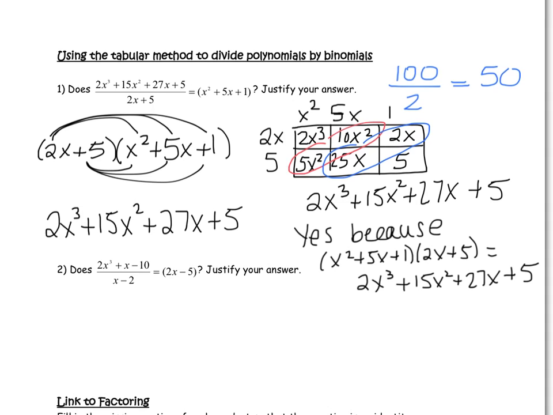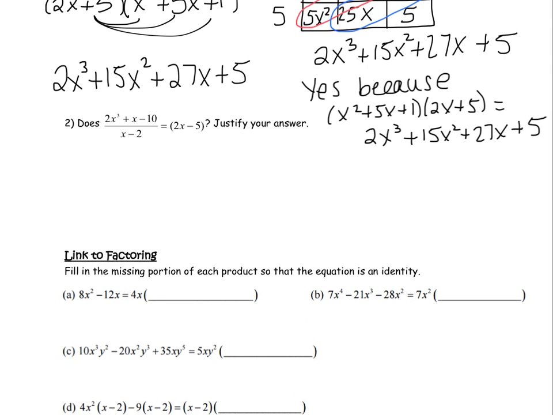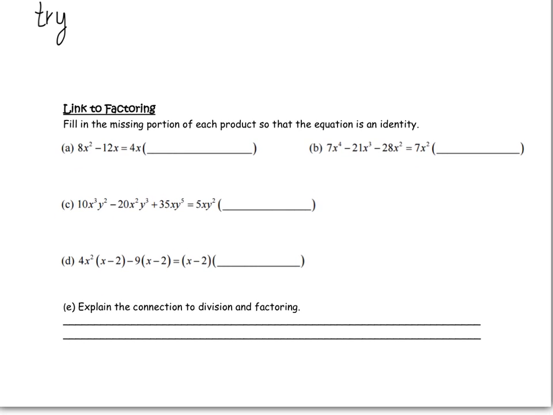Okay, I'd like you to try example number 2 on your own for homework, and we will go over that in class. Make sure you do model it the same way. All right, last but not least, we're going to talk about the link to factoring because that's the unit we're going to next. So they want you to fill in the missing portion of each product so the equation is an identity, meaning the equation is true.